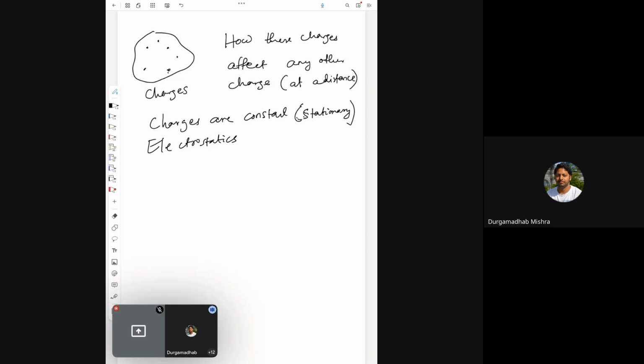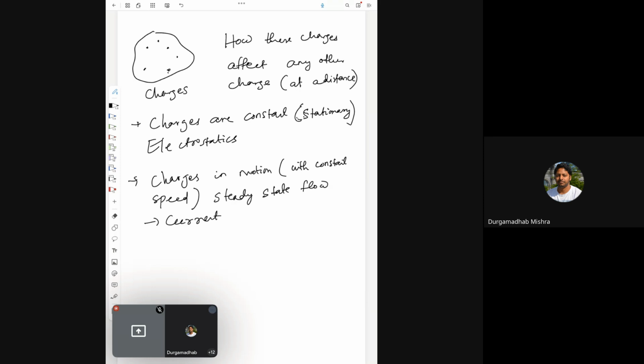Then the next step is these charges will be in motion, but with a constant speed, and it will create something which we call a steady state flow. We'll talk about that later. Steady state flow will result in a current, an electric current. Due to this current, what you have is a magnetic field. That we will deal with as part of magnetostatics.